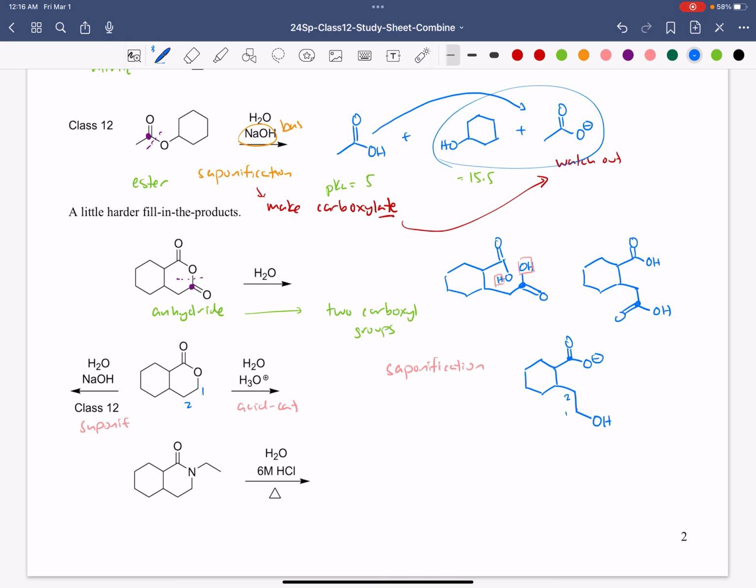For the acid catalyzed, everything's neutral. And we have the carboxylic acid, neutral. Hope that's obvious. And the alcohol, neutral. See the difference? Okay, last one.